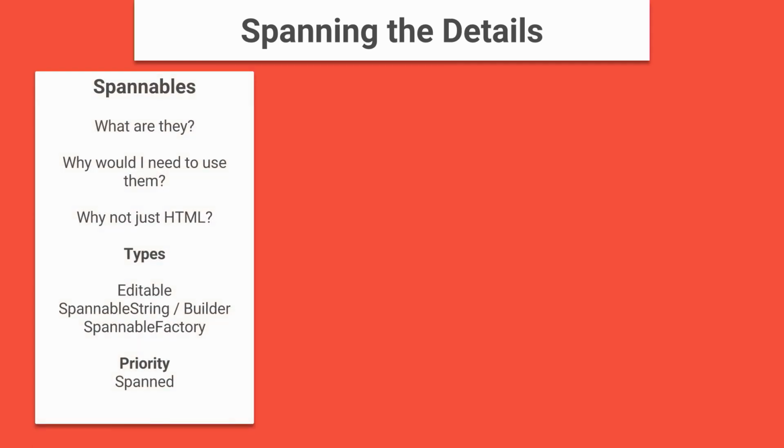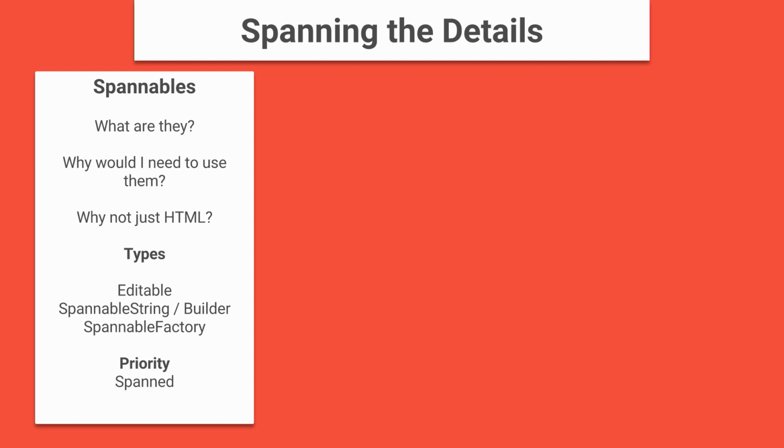So, again throwing out the puns here, spanning the details. So Spannables, what are they? Why would I need to use them? And why don't I just use HTML, right? So, there's a lot of things. It's not necessarily that documented. Pretty much every coder has learned how to write actual HTML at some point. Why not just go to that?